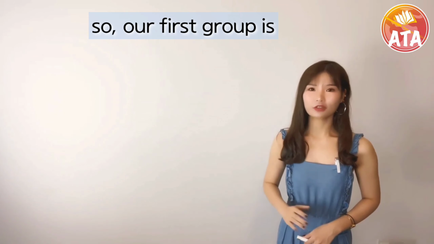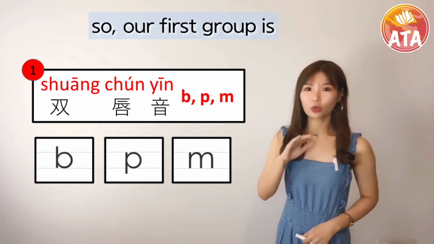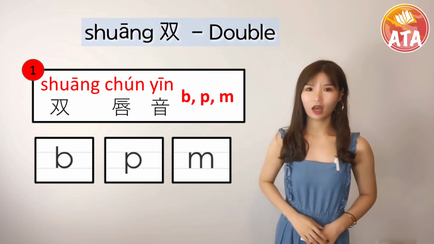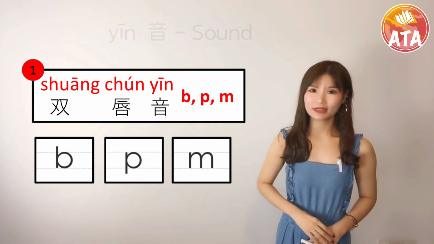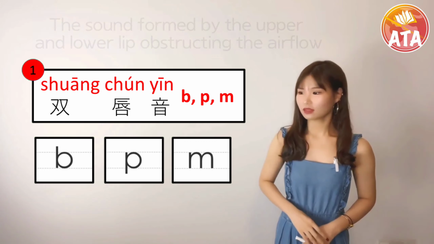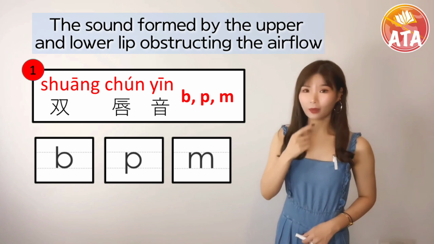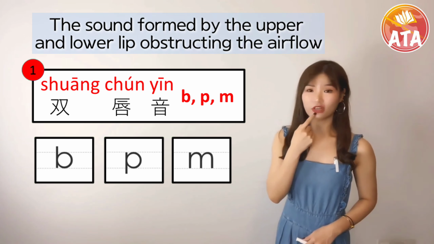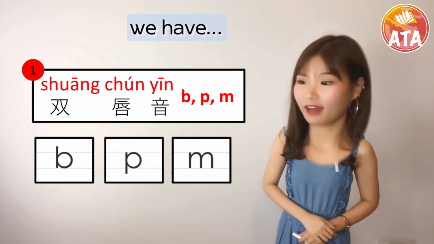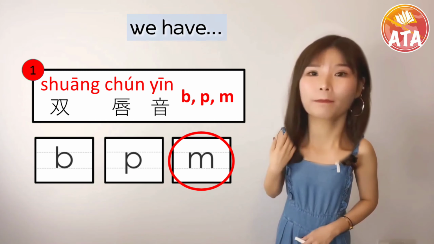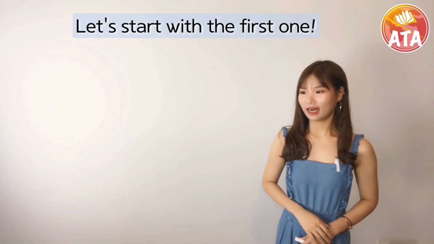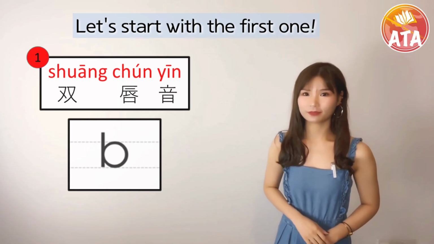So our first group is 双唇音, 双 double, 唇 lips, 音 sound. It is the sound formed by the upper and the lower lips obstructing the airflow. We have 波, 坡, 摸. Let's start with our first one.